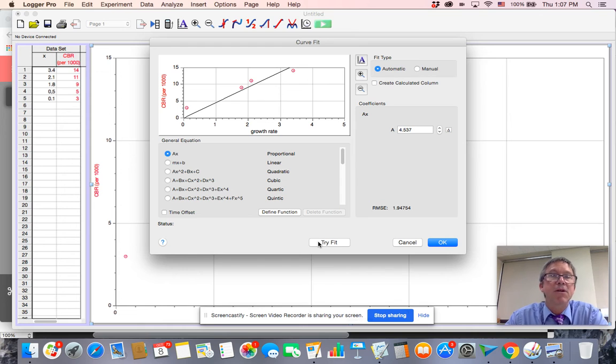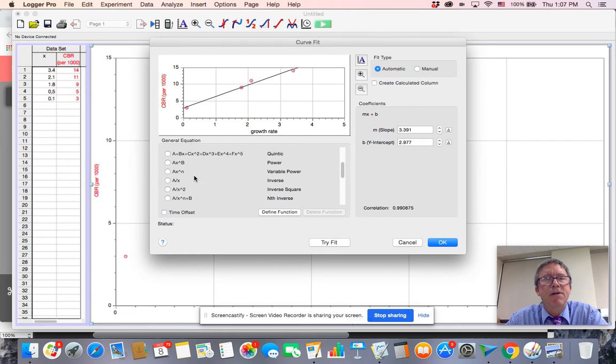I suppose I could make the argument that that's what it is, and maybe it is. It does make sense that if I had 0 growth rate, I'd have 0 CBR. But let's try this instead. I could try a linear fit. That'll probably work well. But in this case, I'm going to try something different. I'm going to go here and use power.